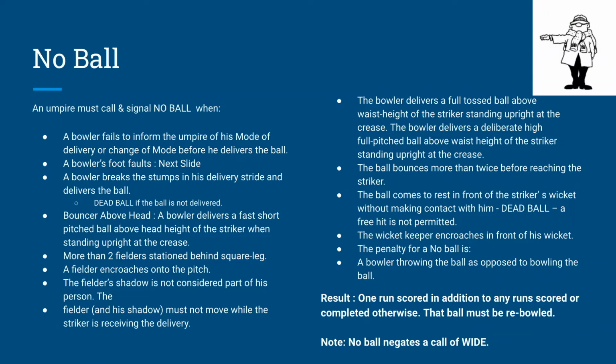the bowler, if he breaks the stumps and delivers the ball, it's a no ball. But if he doesn't deliver the ball, it's a dead ball. So think of you bowling in an action. If you ever feel that you hit the stump with your hand, don't deliver that ball. Otherwise, it's a no ball, right? If you deliver that ball, it's a no ball. Okay.